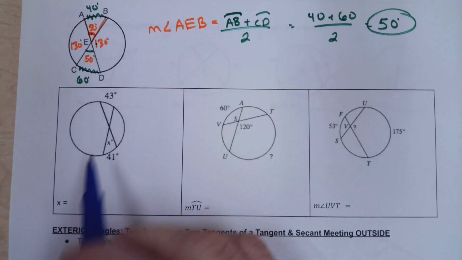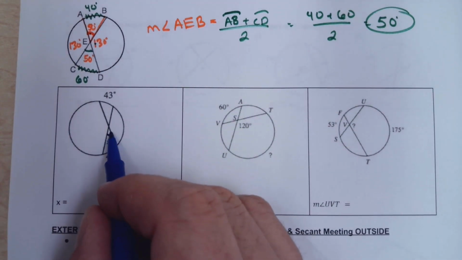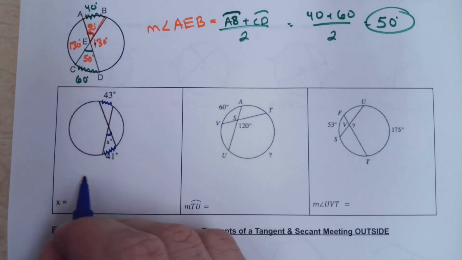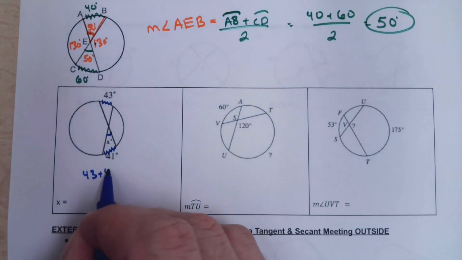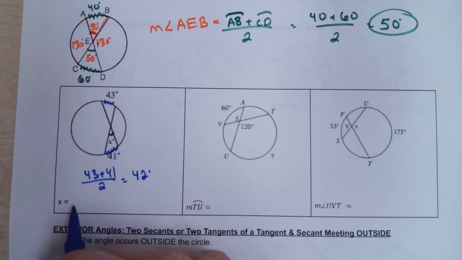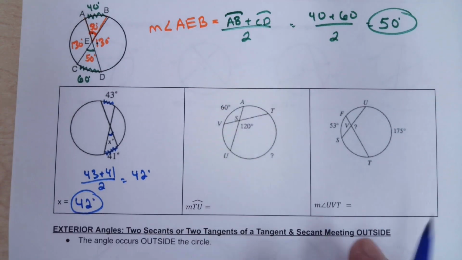Alright, so down here I'm looking for X. X is this angle, and we're going to use this arc and this arc. So I'm going to say 43 plus 41 divided by 2, and that's going to give me 42. So my answer is 42 degrees.